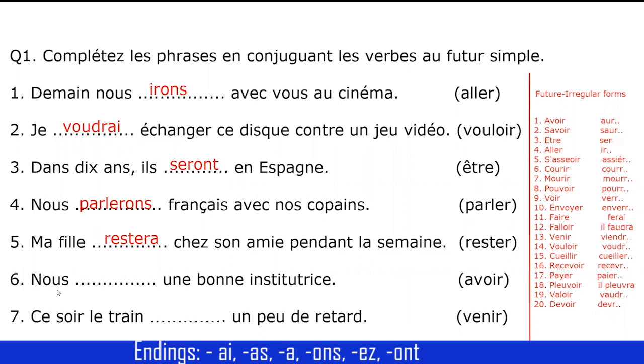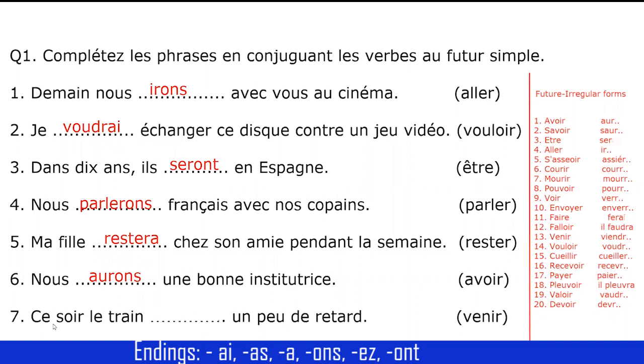Next one is: Nous dash une bonne institutrice. The verb here is avoir, which is an irregular verb. As a stem, it becomes AUR. After AUR, we'll put the endings. Nous aurons une bonne institutrice. We will have a good teacher.